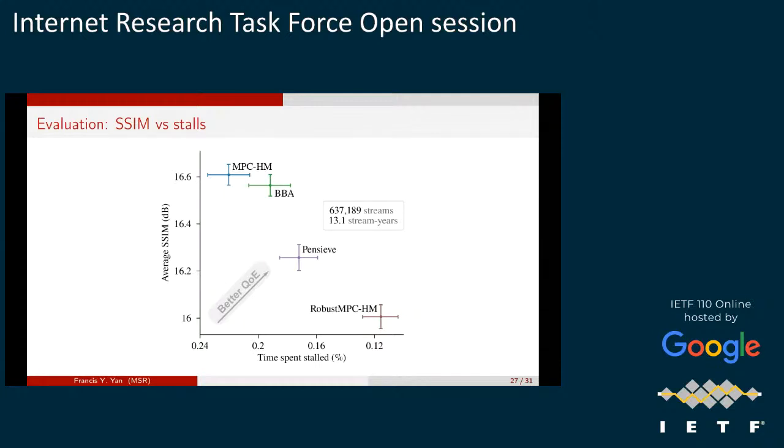Once again, let's come back to this figure that shows average video quality on the y-axis and stall ratio on the reversed x-axis. The better QoE is up and to the right. These results are obtained by analyzing 13 years of video data sent in more than 600,000 video streams from Puffer. Here are 4 state-of-the-art ABR algorithms. BBA is a simple buffer-based ABR algorithm published at SIGCOMM 2014. It selects video bitrate based only on users' playback buffer level.